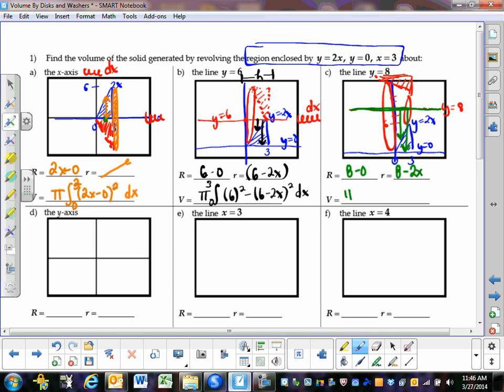So we have pi times the outside radius squared minus the missing part, which is the inside radius squared, dx. And the height, the dx part, is traveling from x is 0 to x is 3. So again, when we're spinning around horizontally, that's always going to be a dx. Okay, so let's look at what happens when we do a dy type question.